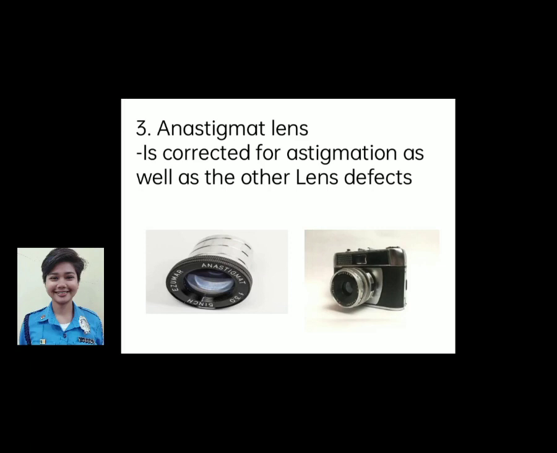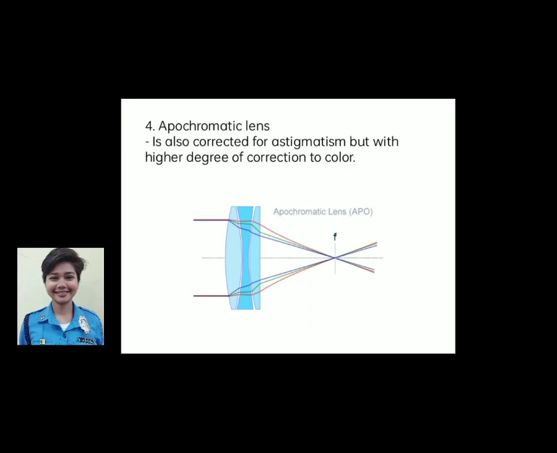Anastigmatic lens is the lens that can be found in old-fashioned cameras, like the picture shown on the screen, the square camera from the old times. Lastly is the apochromatic lens. Apochromatic lens is also corrected for astigmatism, but with a higher degree of correction for color.